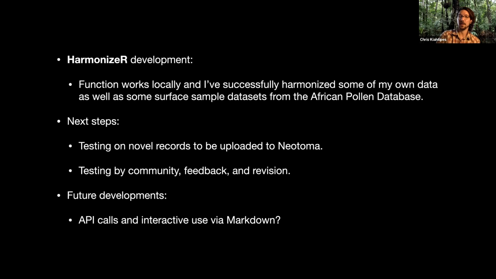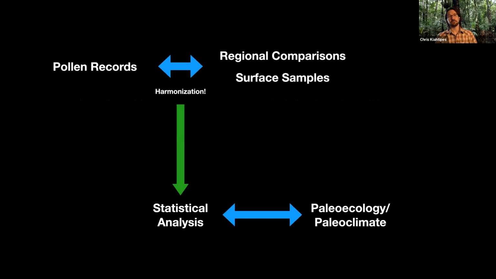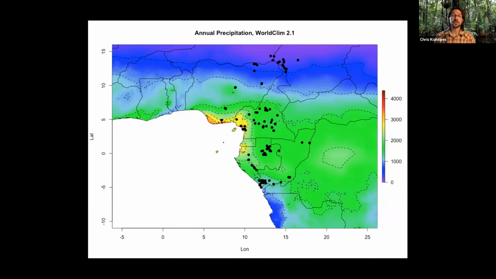So let's show you a quick application, because that process of harmonizing pollen taxa is also something any of you have experienced if you tried to do statistical analysis comparing your pollen record with regional records or with surface samples. And you have to harmonize these things and come to an accepted nomenclature before you pursue these analyses to make inferences about paleoecological process or paleoclimates. So what I did is I used some of the African Pollen Database surface samples in conjunction with the WorldClim data set to see if I could roughly reconstruct the contours of Anne-Marie Lezine's 2009 study.